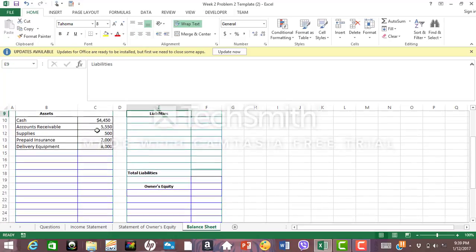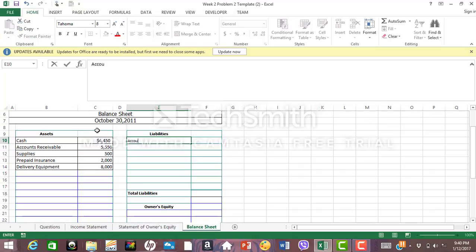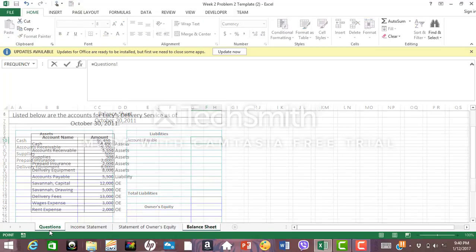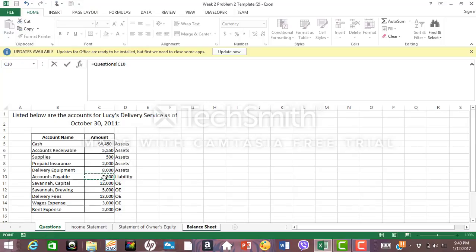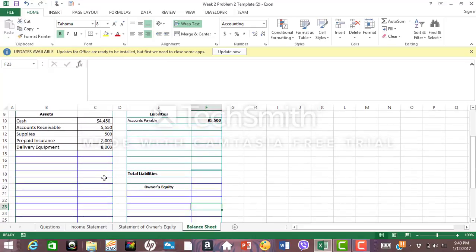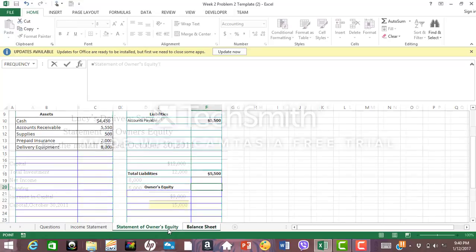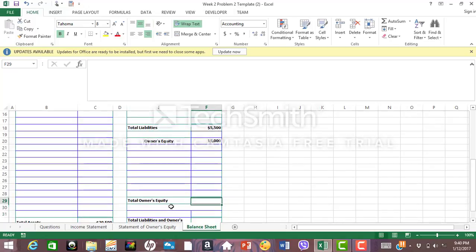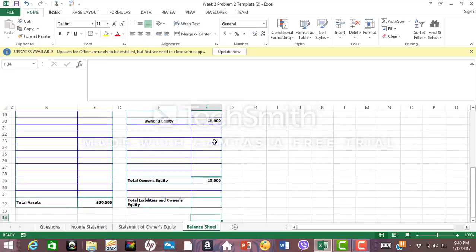And then we go over to liabilities. We have accounts payable for a liability, and then the amount for accounts payable, we go over here, is $5,500. And then we have total liabilities, which is $5,500. And then we have owner's equity. And owner's equity is just basically what we have on the statement of owner's equity, which is this $15,000 right here. And then once we're done with that, the total owner's equity is still $15,000.